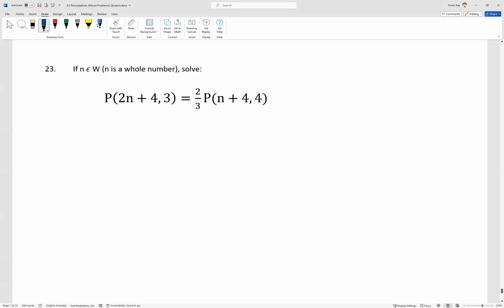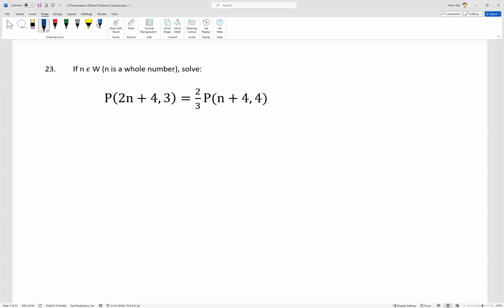Question 23. If n is an element of the whole numbers, so it's some whole number, solve permutation of 2n plus 4 pick 3 equals 2/3 n plus 4 pick 4. Now this one really comes down to understanding the definition of a factorial and then some basic algebra. I won't say the algebra is really easy, but it's not really hard either. It's just a little bit tricky. So let's see what happens.